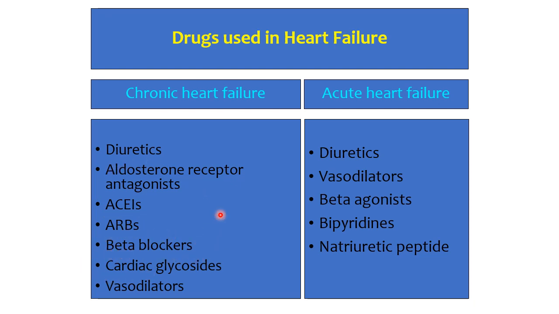These drugs, the aldosterone antagonists, ACE inhibitors, ARBs and beta blockers, really reduce the mortality in patients of heart failure. Cardiac glycosides are the only positive inotropic drugs that are used in heart failure, and vasodilators can also be used. So you need to memorize this table.